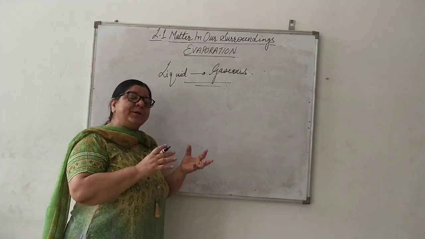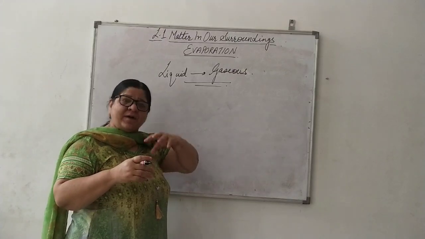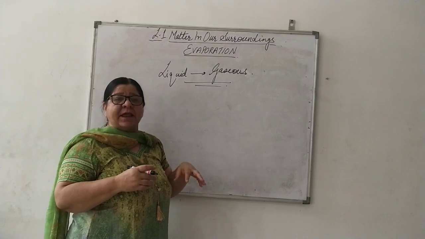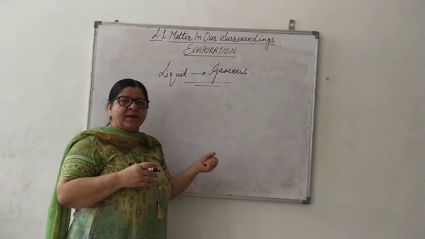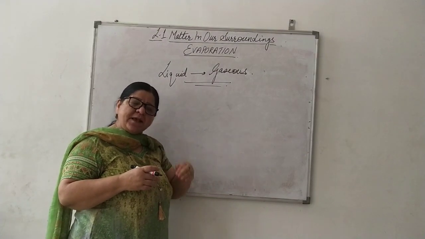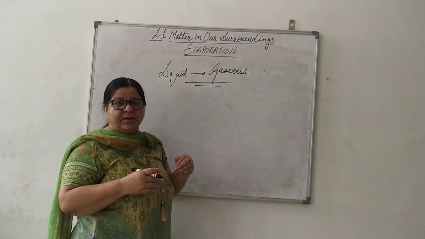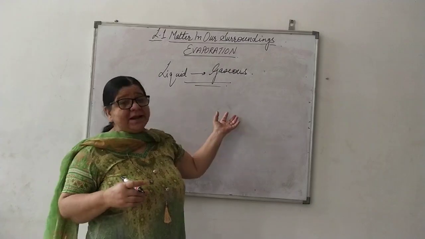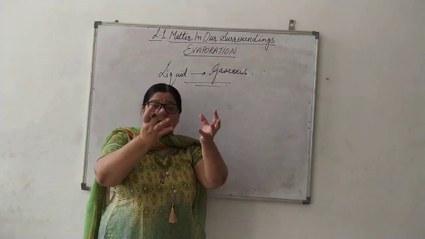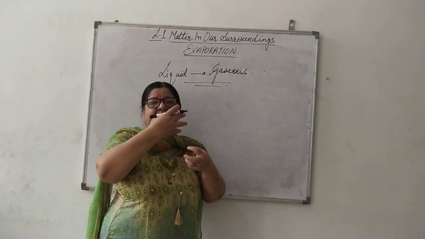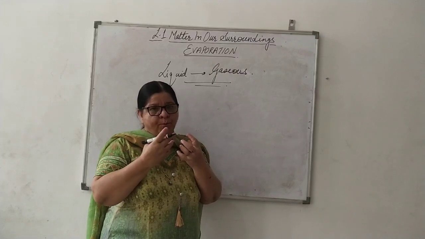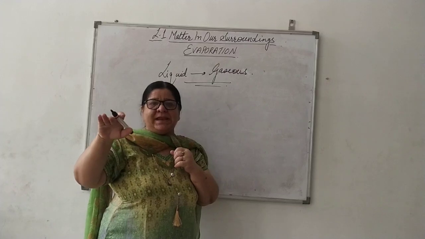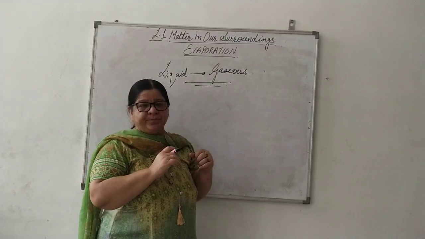Now what is the difference between boiling and evaporation? One is that boiling takes place at a particular temperature, like for water it is 100 degrees Celsius. But evaporation takes place below the boiling point. Another most important difference is that boiling takes place in bulk, that is, the whole liquid will start boiling. But evaporation takes place only at the surface, right?